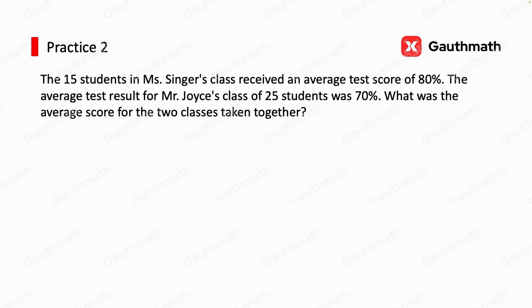Let's take a look at another practice. The 15 students in Ms. Singer's class received an average test score of 80%. The average test result for Mr. Joy's class of 25 students was 70%. What was the average score for the two classes taken together?